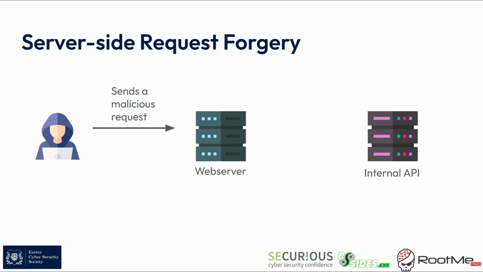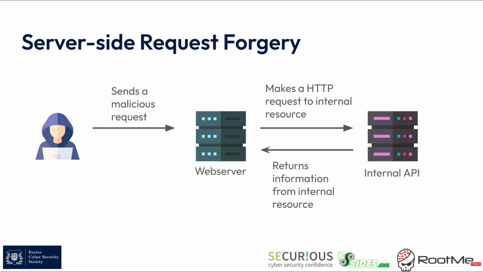In server-side request forgery, an attacker sends a malicious request to a vulnerable web server. That web server makes an HTTP request as a result of that to an internal resource that trusts this vulnerable web server, and then it returns information from the internal resource. And then the web server displays the information that was returned from that request. A bit convoluted, but we'll show a working example here.